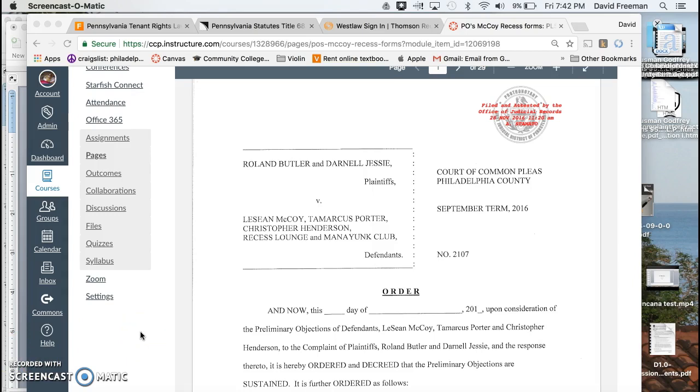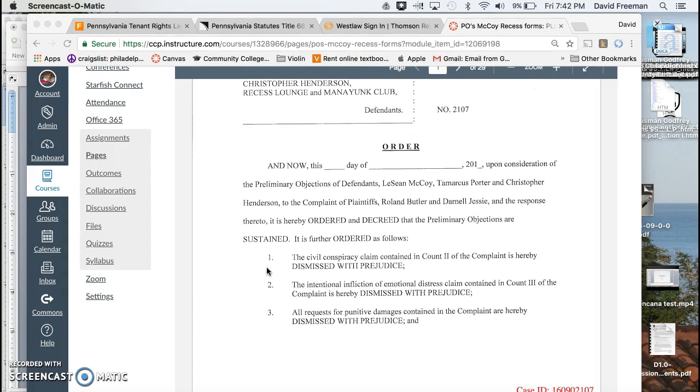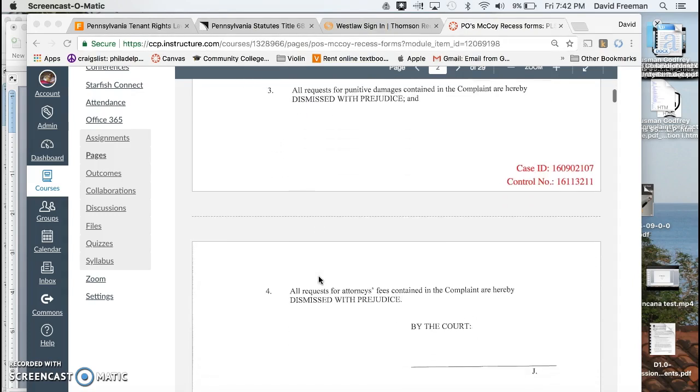So what's happened is, in the case of Butler versus McCoy, McCoy and the rest of the defendant's attorneys have filed a preliminary objection, and interestingly enough, they raised four different points. One was the civil conspiracy claim. If you recall, that was count 2. If you recall, count 3, the intentional infliction of emotional distress count. And additionally, they asked for punitive damages and they asked for attorney's fees.